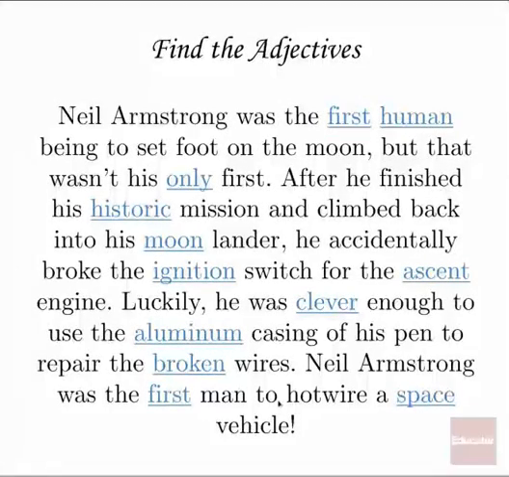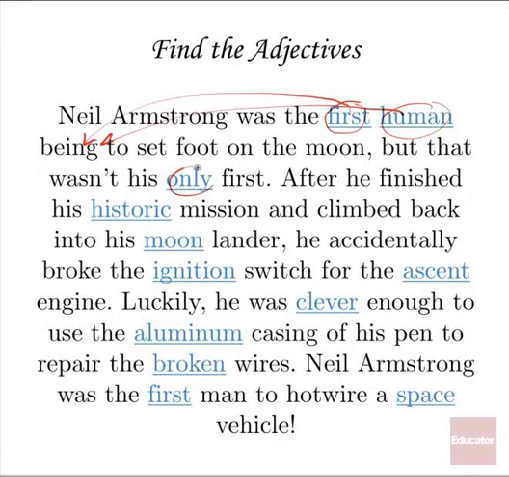There they are. Neil Armstrong was the first human, two adjectives modifying being, down on the next line, to set foot on the moon, but that wasn't his only first. Notice how first is an adjective up at the top, but it's a noun here, modified by the adjective only. Always check to see what role a word is playing in the sentence before you decide what part of speech it is. After he finished his historic mission, historic is an adjective modifying mission. What kind of mission? A historic one.